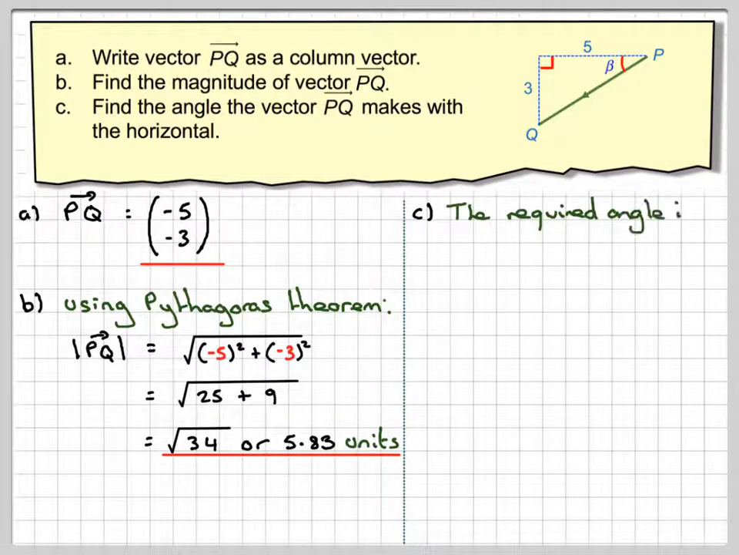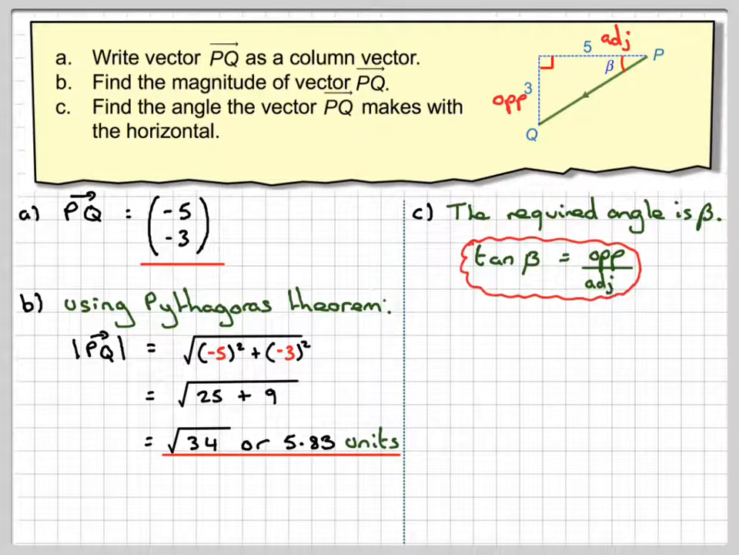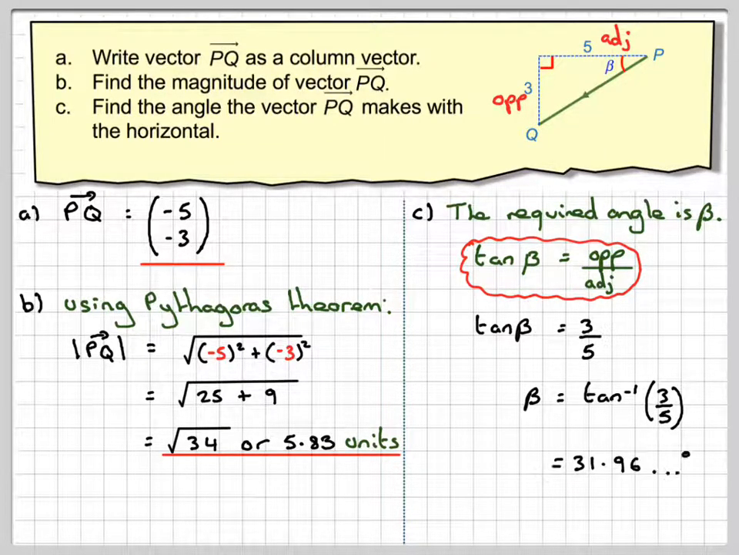In order to find the angle that the vector makes with the horizontal, then we need to find angle beta. So angle beta we'll find by the use of a bit of trigonometry. So this is opposite the angle, this is adjacent. So tan beta is opposite over adjacent. So tan beta will be 3 over 5, and therefore, because it's opposite, 3 over 5, beta will be tan to the minus 1 of 3 over 5, which is 31.96, which gives an answer of 32 degrees to 3 significant figures.